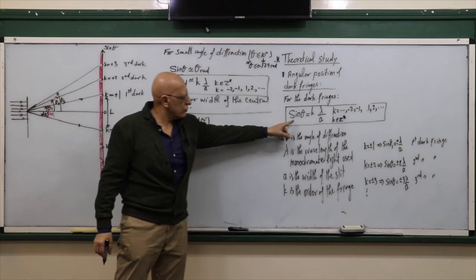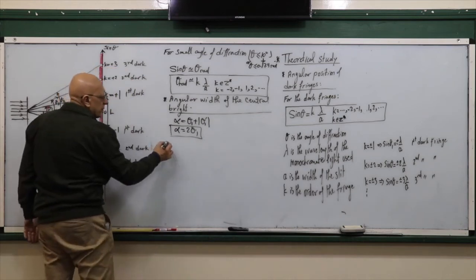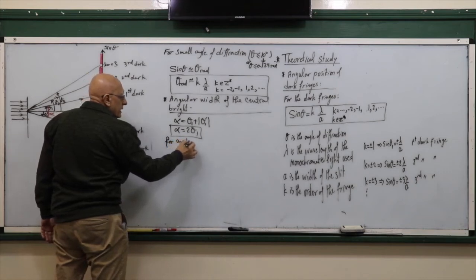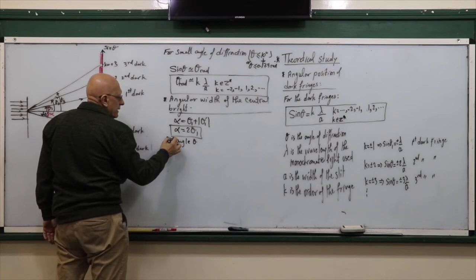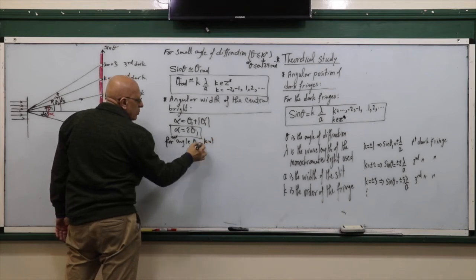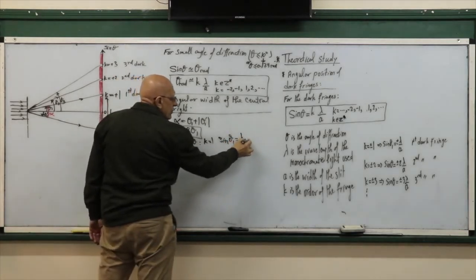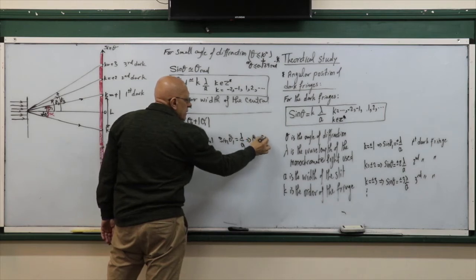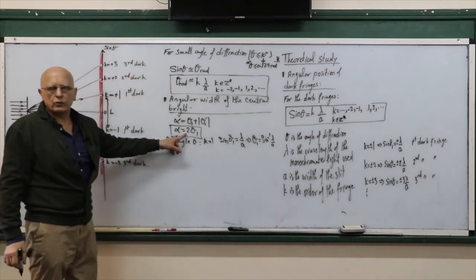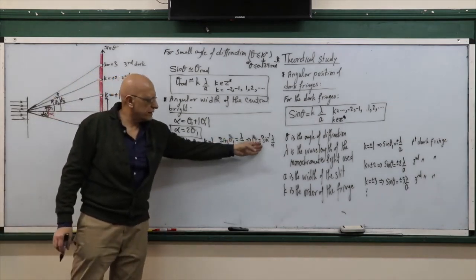If the angle is large, I put k equal 1 and use this formula. For any angle theta, whether large or small, I put k equal 1, I get sine theta 1 equal lambda over a, then I make shift sine, minus 1 of lambda over a. I get theta 1 and I multiply it by 2. I get the angular width. Here you cannot obtain a clear formula because there is sine minus 1.